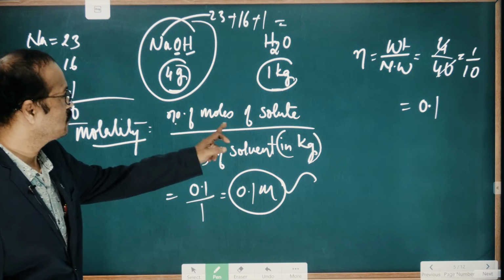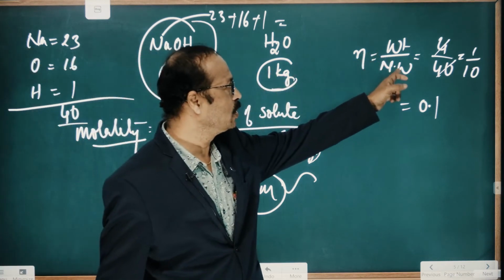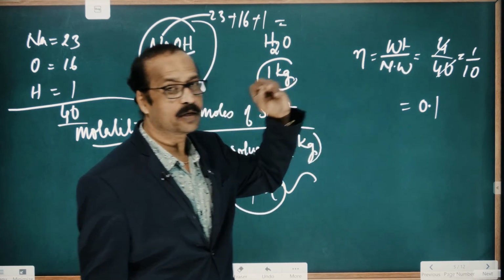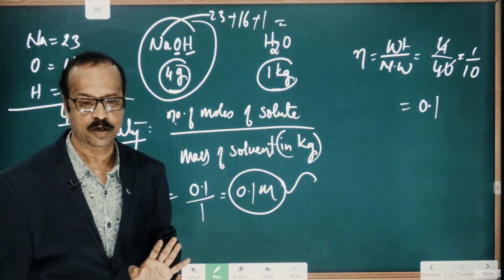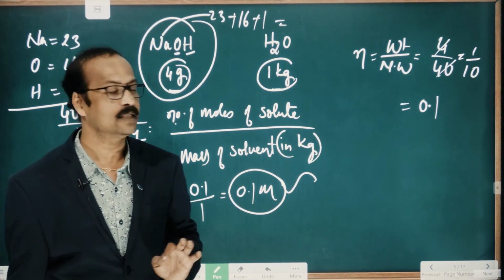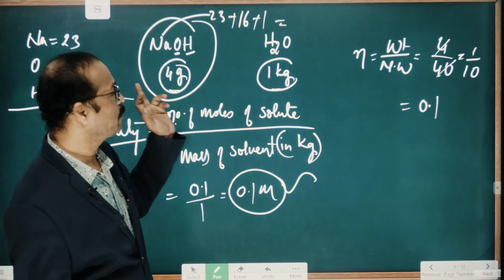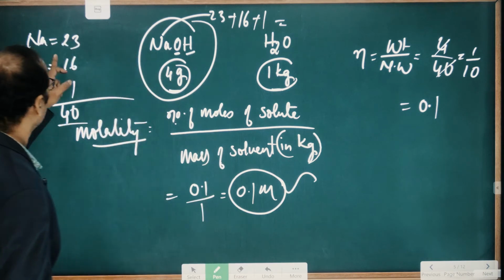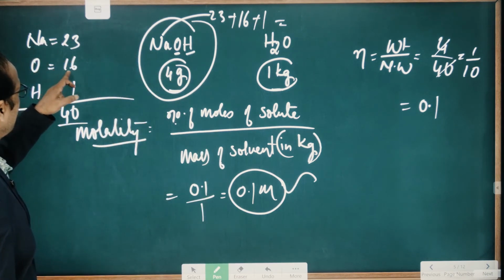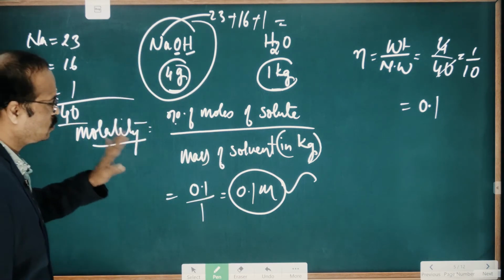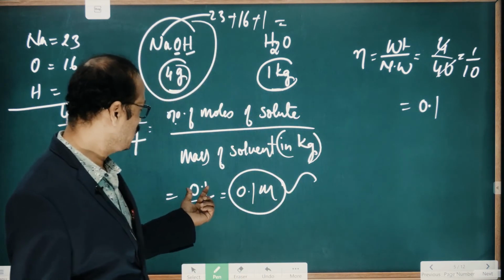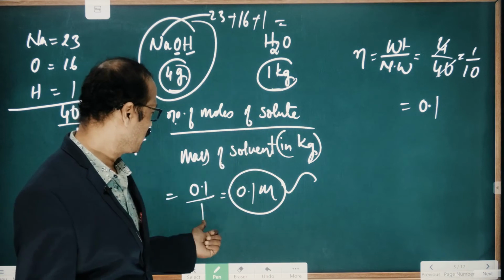So number of moles of solute, how can you find? Weight by molecular weight. Weight is given 4 grams in the problem, and molecular weight you need to calculate. Sodium hydroxide is NaOH. Na is 23, oxygen 16, hydrogen 1, so you will get 40. 4 by 40, that is 1 by 10, so that's 0.1. 0.1 by mass is given, 1 kg.